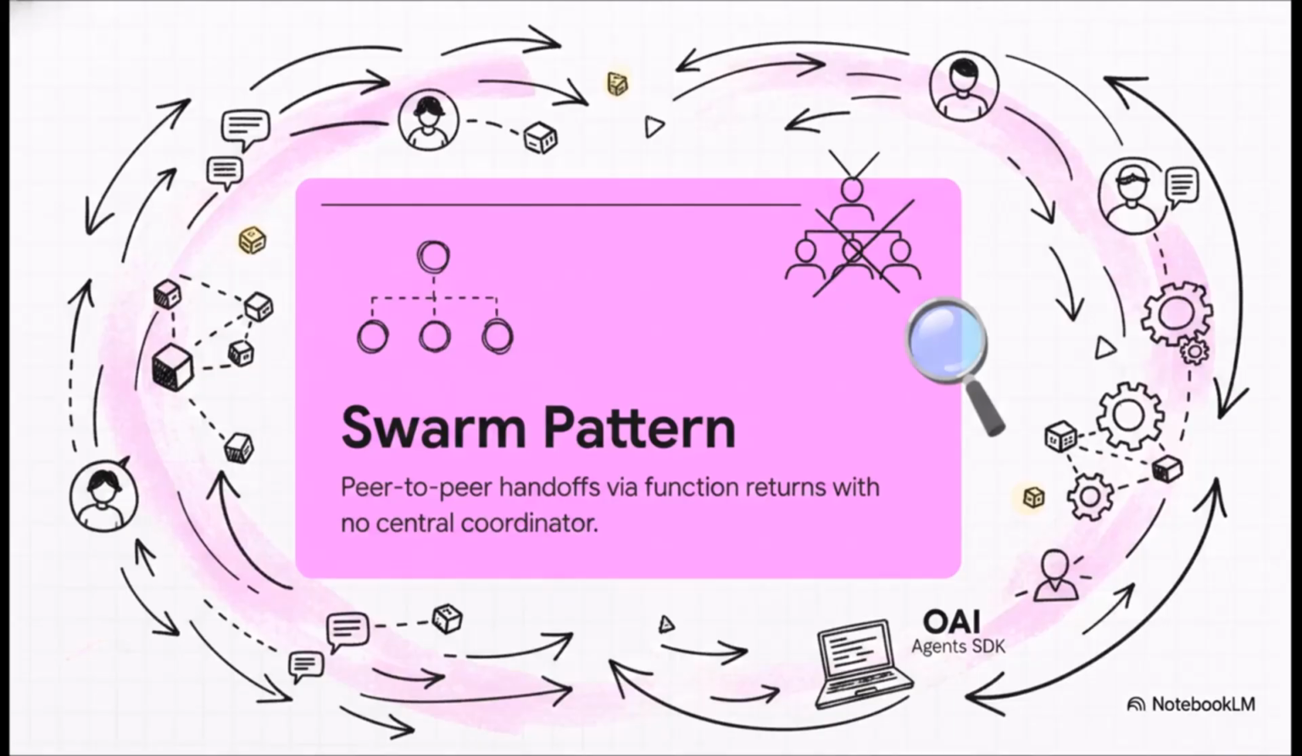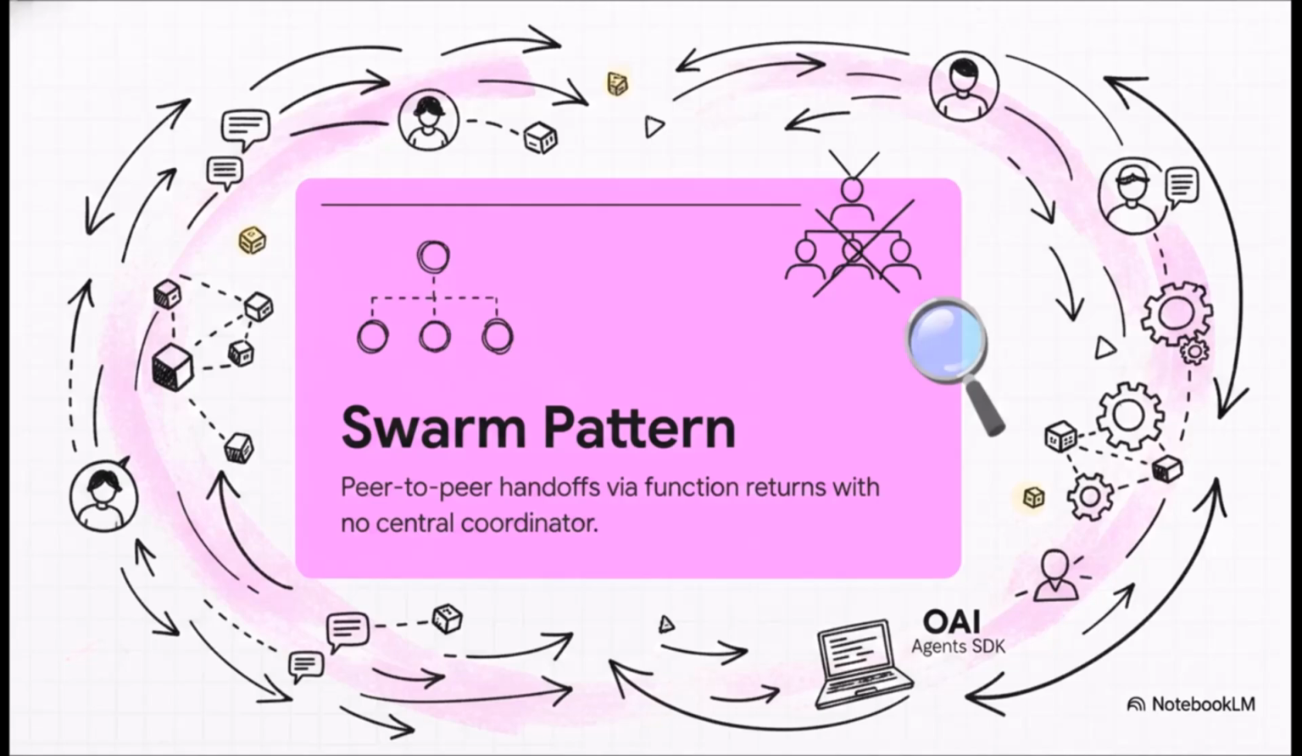Our second topology is the swarm pattern. This is defined by peer-to-peer handoffs via function returns with absolutely no central coordinator. If the supervisor is your traditional corporate manager, the swarm is a flat hierarchy, dynamic tech startup where all the agents are equal peers.